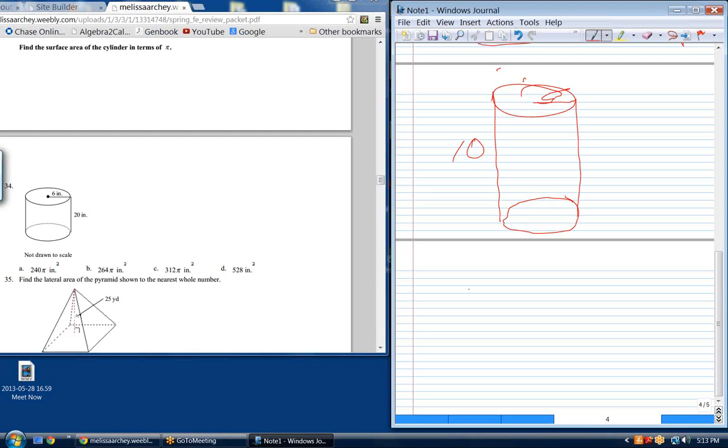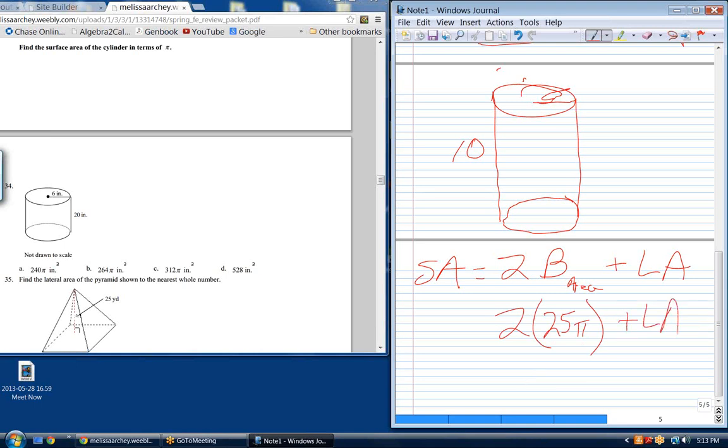Let's start with the general formula: 2 times the area of the base, plus the lateral area. So the base is 25 pi. And then we turn that into a rectangle where the height is 10. Sorry, I don't know why I thought that was 20. And then we got that rectangle. The length is 2 pi r, so it's 10 pi on top. So 10 times 10 pi. Then we got 100 pi plus 50 pi.